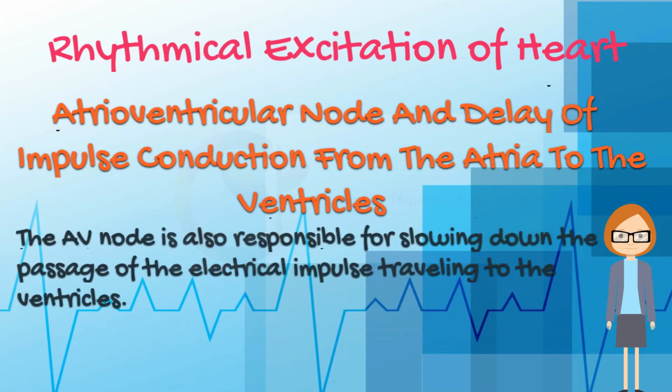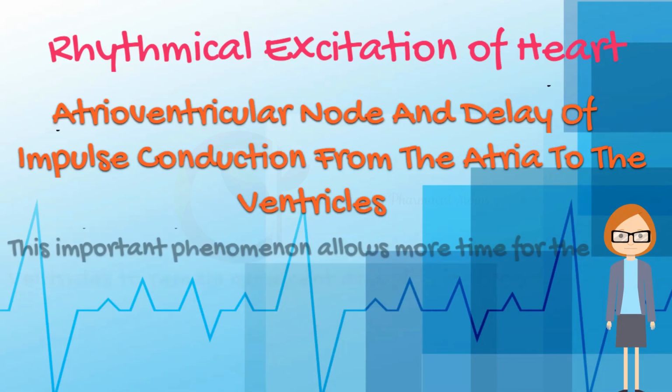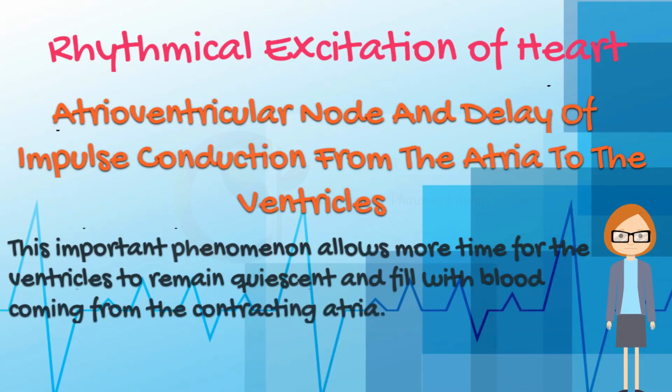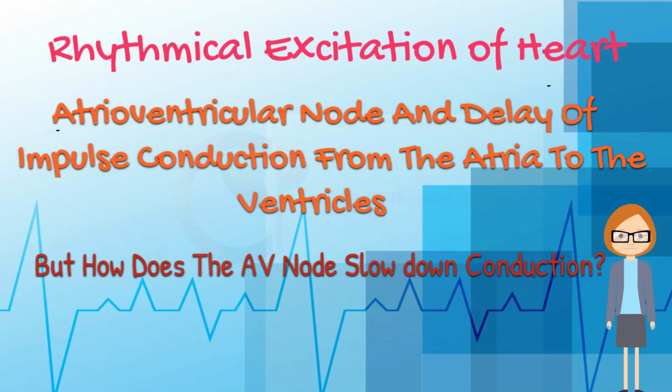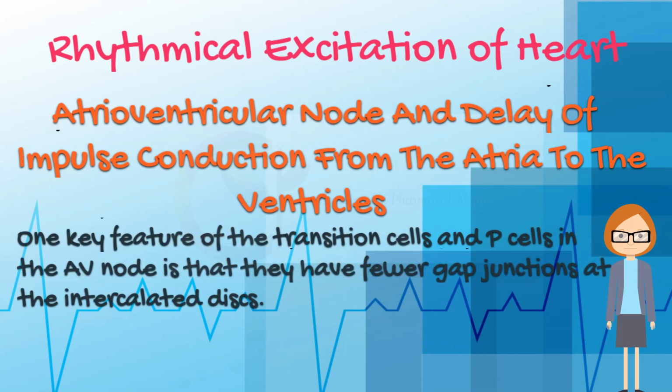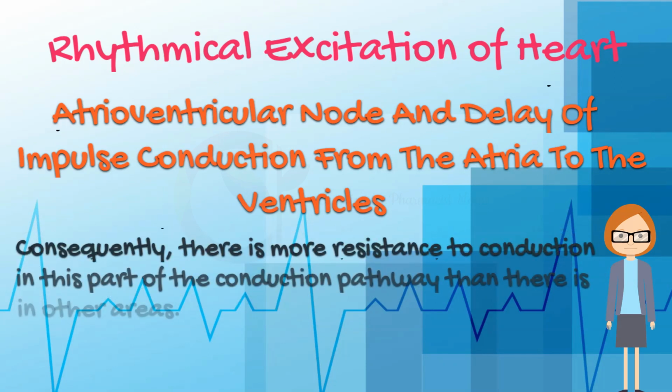The AV node is also responsible for slowing down the passage of the electrical impulse traveling to the ventricles. This important phenomenon allows more time for the ventricles to remain quiescent and fill with blood coming from the contracting atria. But how does the AV node slow down conduction? One key feature of the transition cells and P cells in the AV node is that they have fewer gap junctions at the intercalated discs. Consequently, there is more resistance to conduction in this part of the conduction pathway than there is in other areas.